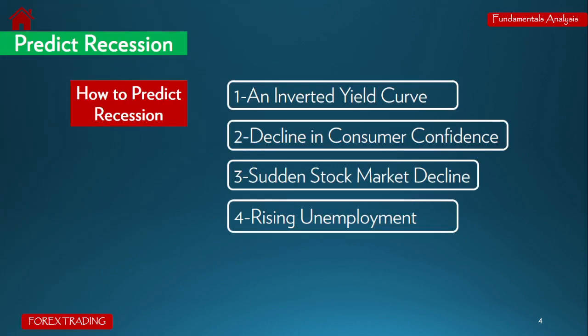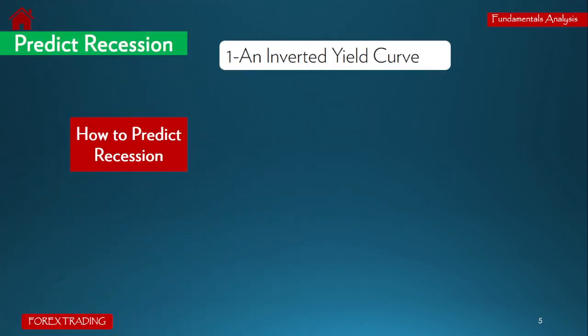So how do we predict a recession? There are four ways we can predict a recession. Number one, an inverted yield curve. Number two, decline in consumer confidence. Number three, sudden stock market decline. And number four, rising unemployment. So let's look at each of them in more detail.